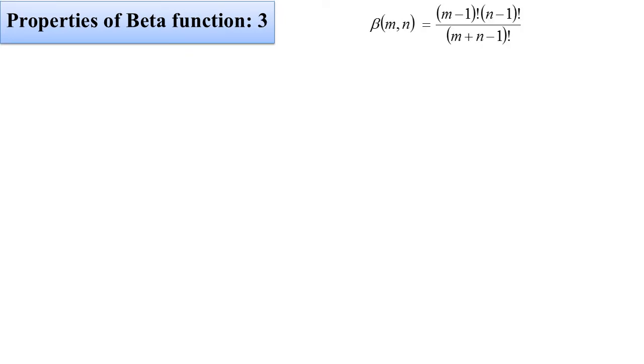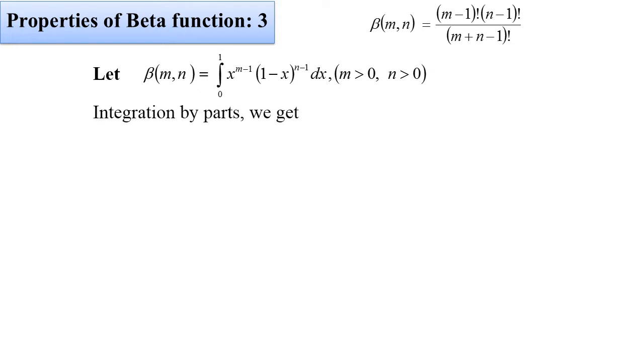Now let's talk about the third property of the beta function. Beta(m,n) is equal to (m minus 1) factorial times (n minus 1) factorial, upon (m plus n minus 1) factorial. This property we have to remember when we study the gamma function, when we have the relation between the beta and gamma functions. Let beta(m,n) be equal to the integral from 0 to 1 of x to the power m minus 1, times 1 minus x to the power n minus 1, dx. m and n are positive numbers from the definition we have.